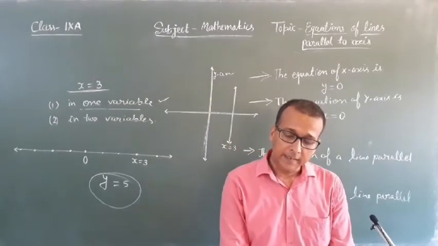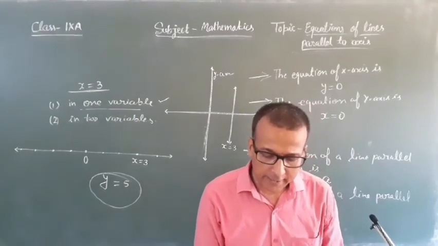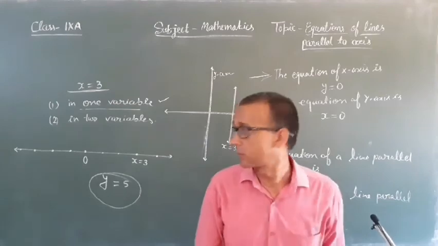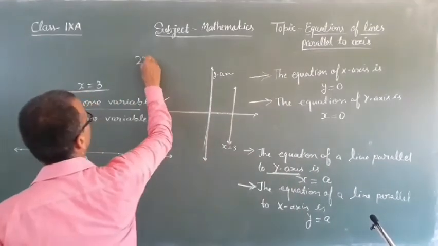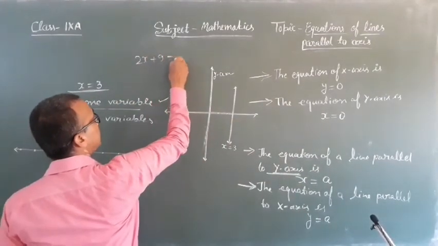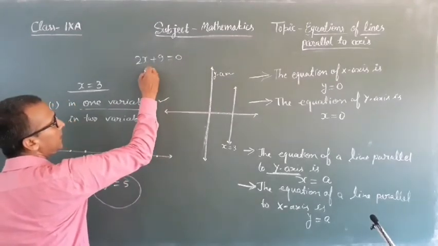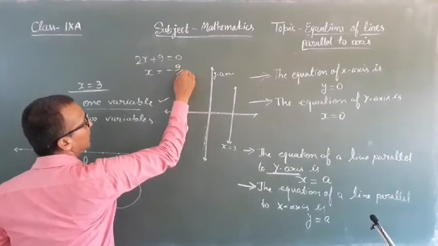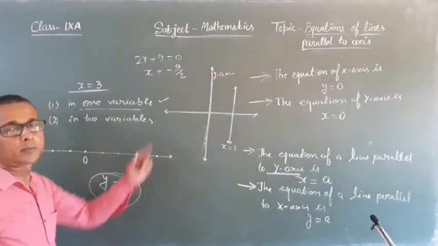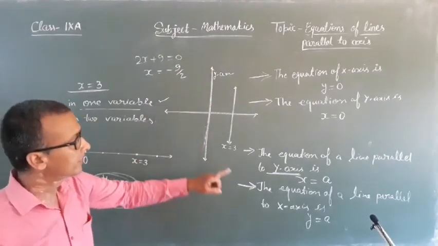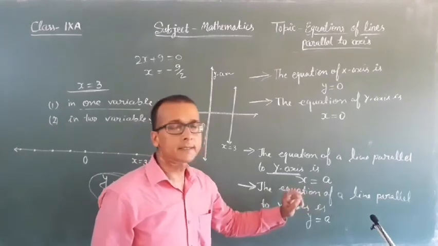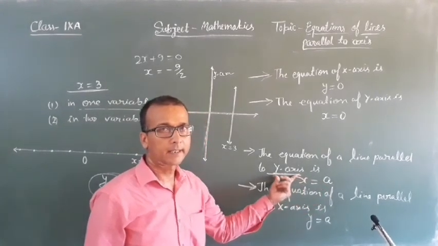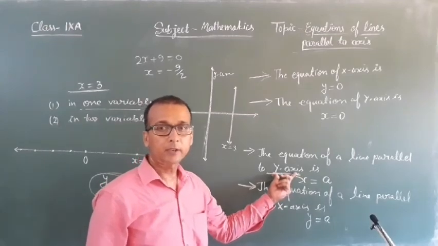The second question is, give the geometric representation of 2x plus 9 is equal to 0. 2x plus 9 is equal to 0. You may write it as x is equal to minus 9 by 2. What does it show? It shows that this will be parallel to y-axis.